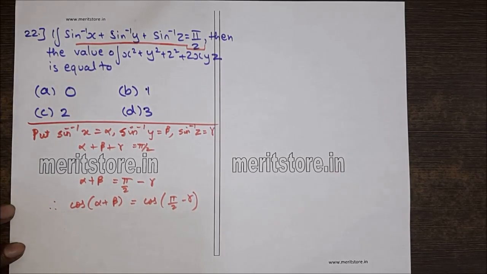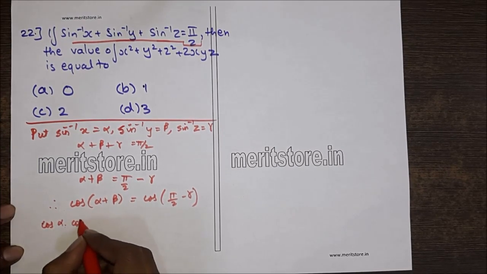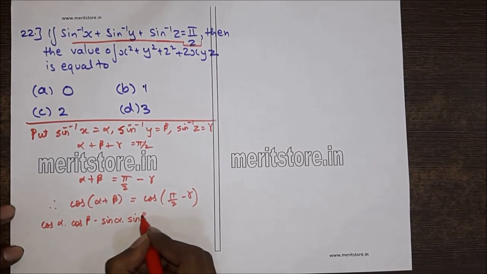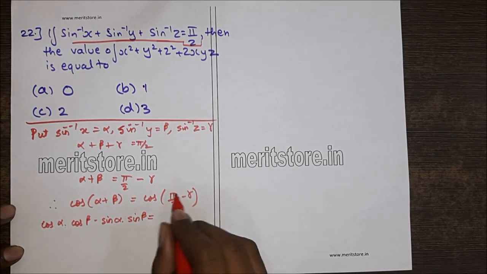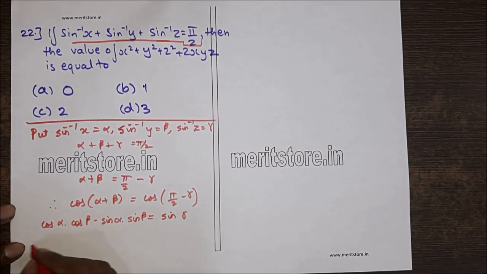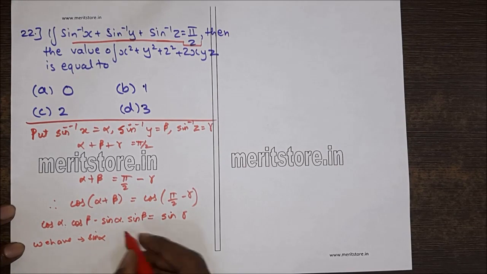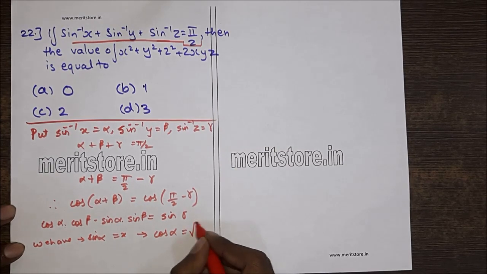Applying cos of a plus b formula, we get cos alpha cos beta minus sin alpha sin beta. Similarly, now cos of pi by 2 minus theta is sin theta. So we have sin gamma. We have sin alpha is equal to x. So therefore cos alpha is root of 1 minus sin square alpha, that is root of 1 minus x square.